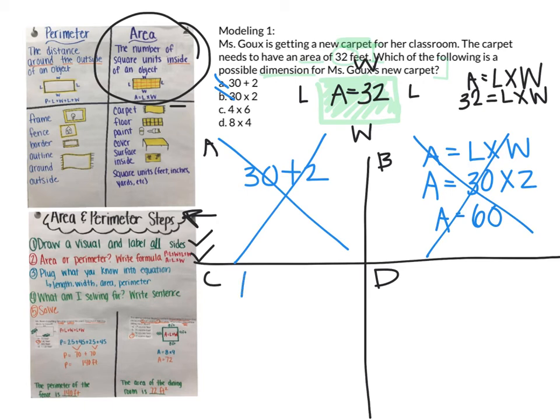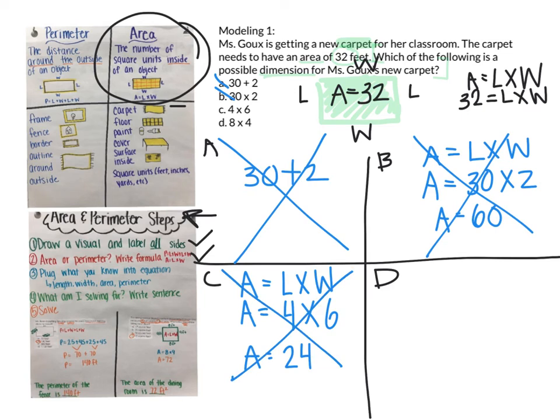So again, we're solving for area. Area equals length times width. I plug in my dimensions for answer choice C. Answer choice C, my length is 4, my width is 6. I know that 4 times 6 is 24. When I plug these dimensions in, it does not give me 32, so this is also not the correct answer. Eliminate C.